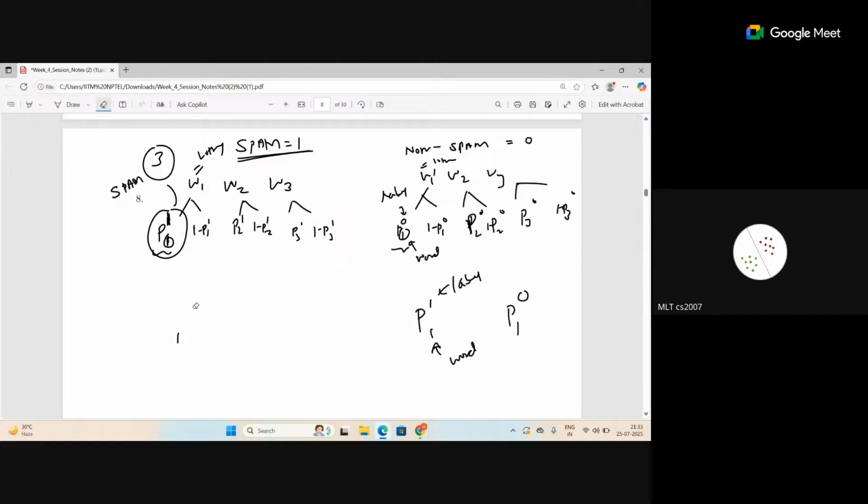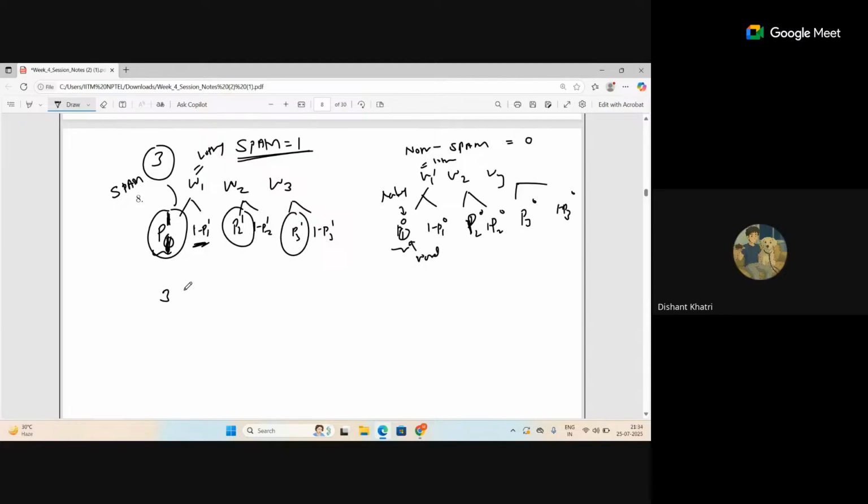Now let us try to understand this part. I hope this is understandable. For this, what do I need to find out? Only this one, right? Do I need to find out this parameter estimator? No, one is enough. So if I have three words, how many parameter estimators do I need? Three for the spam side, and three for the non-spam side, right?